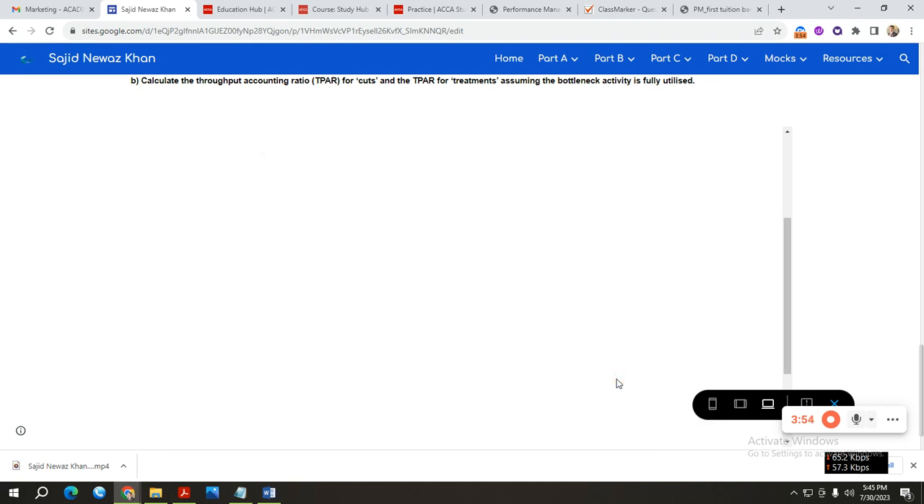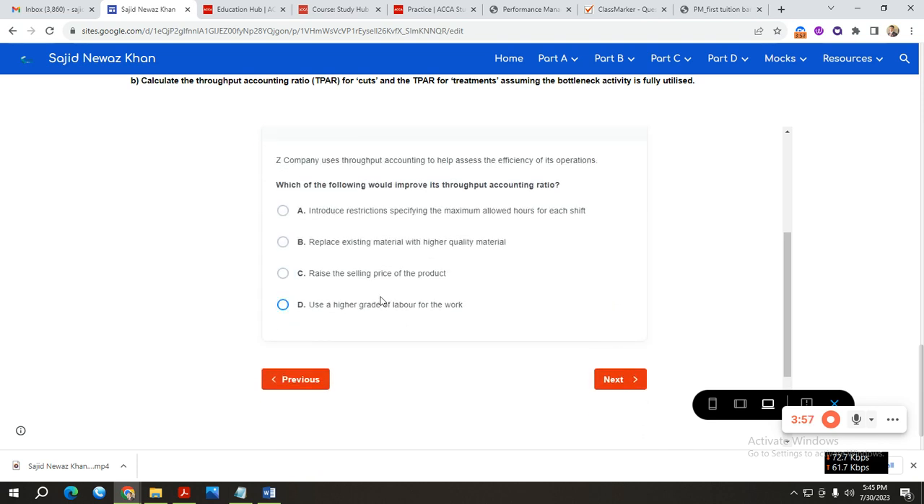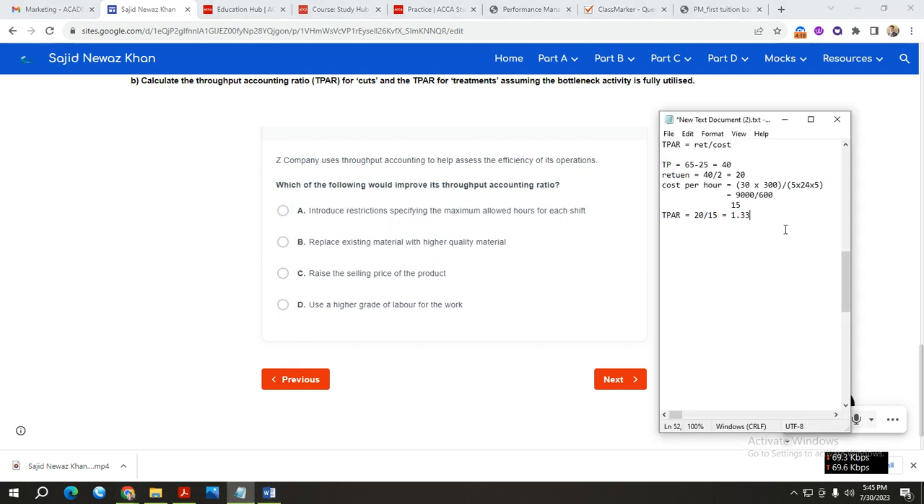Okay, let's go. Next up, Z company uses throughput accounting to help assess the efficiency of its operations. Which of the following would improve its throughput accounting ratio? So once again, what is the basic formula of throughput accounting ratio? It's basically our return. Anything that improves our return or reduces our cost per hour should improve our throughput accounting ratio. So if this improves or this goes down, it should improve our TPAR.